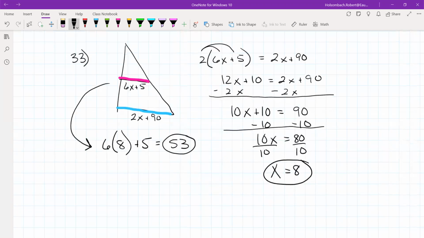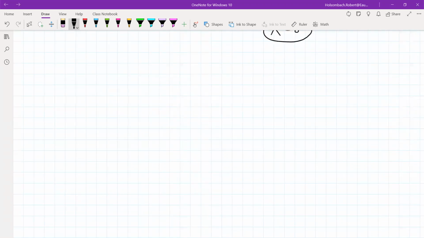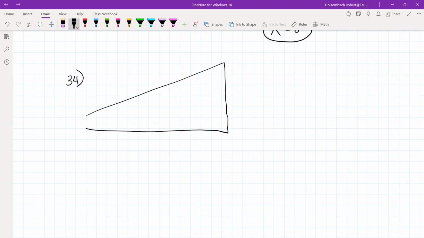In problem 34, it's another mid-segment problem, except you got a building and a tree. Here's your building, and then you've got tick marks, and then you got this tree. I'm going to draw a different tree. I like my tree better. They're asking you for the height of the tree.